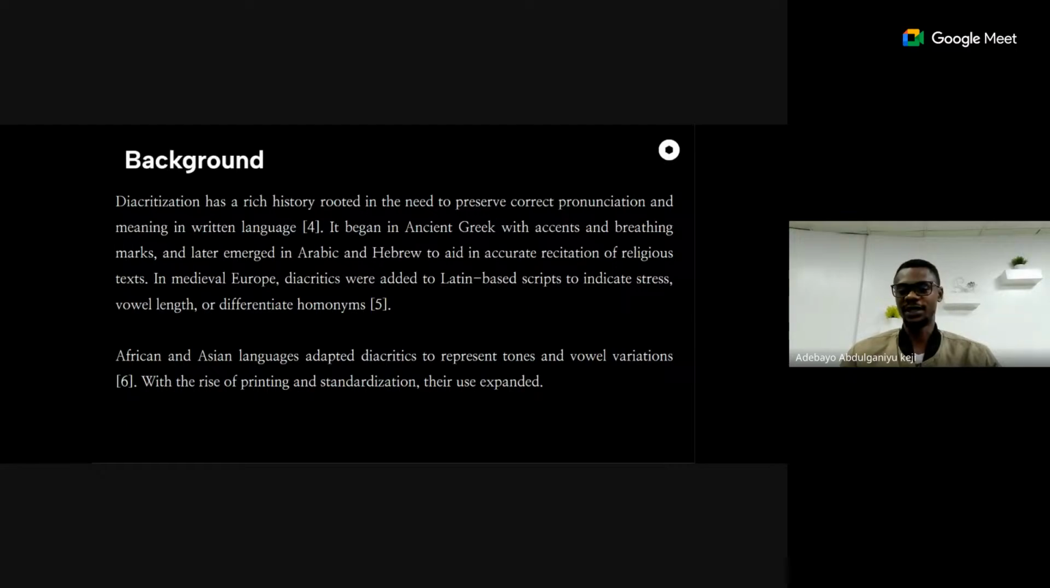So with the rise of printing and standardization, their use expanded. We have increased countries, increased populations, increased diversity. So these have diversified the languages we have in the world, and most of these languages make use of the diacritics in order to aid pronunciation and set some meanings of some words apart.